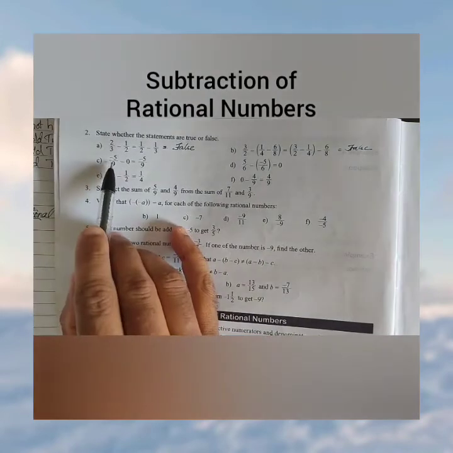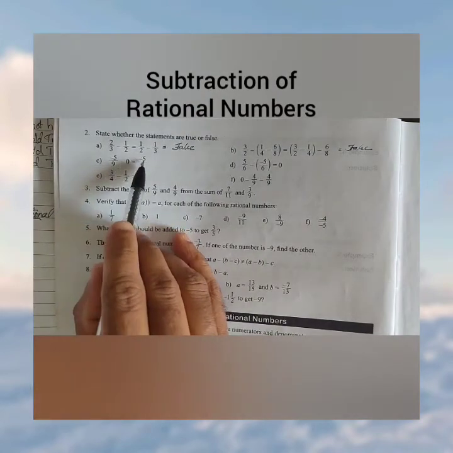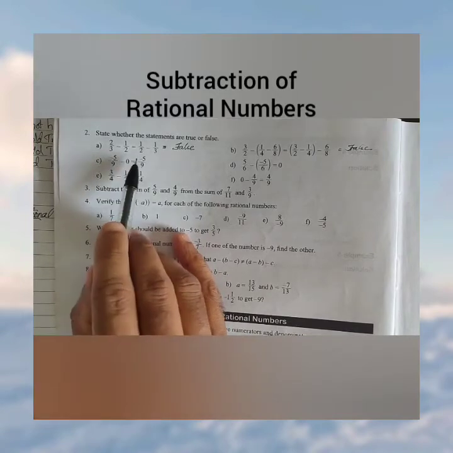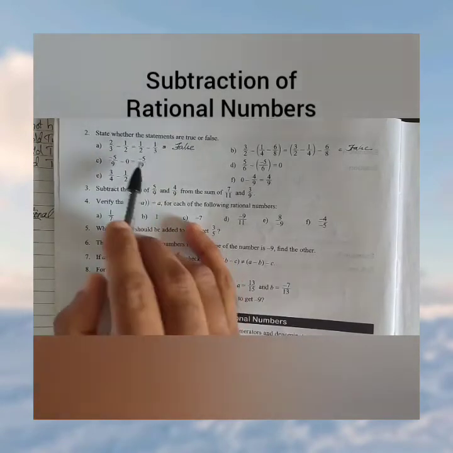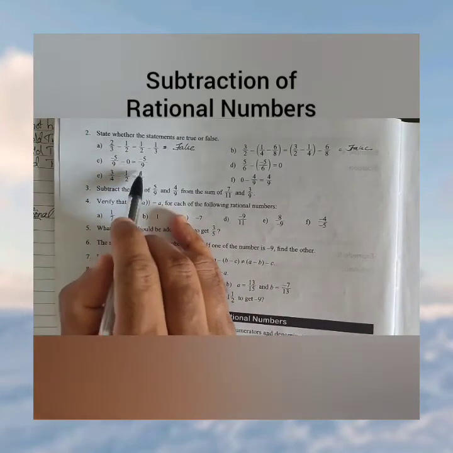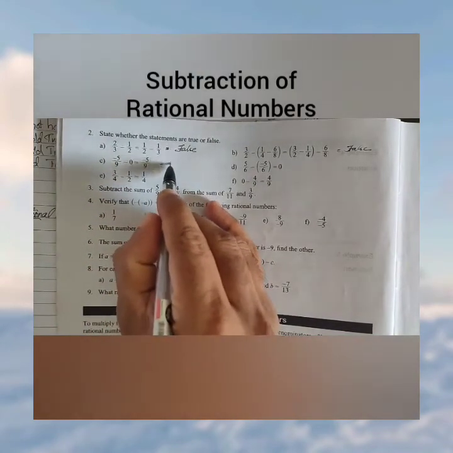And here, from any number 0 is subtracted, then we get the same number. But if from 0 this number is subtracted, we will not get the same number. So here it is true, because from this number 0 is subtracted, then we get the same number only. So it is true.